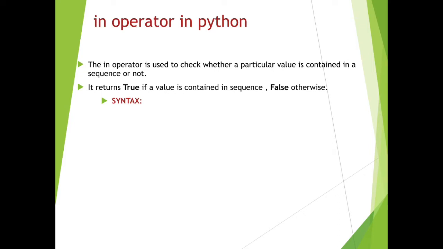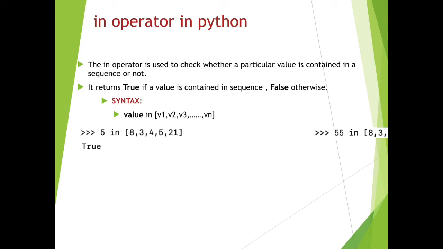Let's see what's the syntax of the in operator. The syntax is value in the sequence, which you will give in the list format separated by commas. Now if I write 5 in 8, 4, 8, 3, 4, 5 and 21, is 5 present in the list? Yes, 5 is present in the list. Therefore, it will give you the output as true. If I write 55 in 8, 3, 4, 5 and 21, is 55 present in the given list? No, 55 is not present in the given list. So it will give you the result as false.